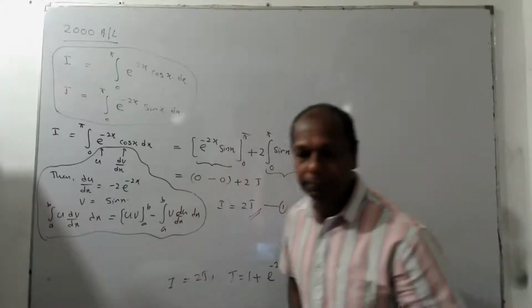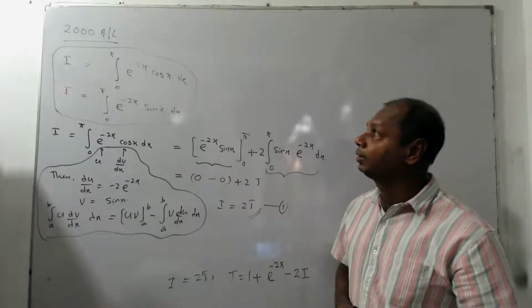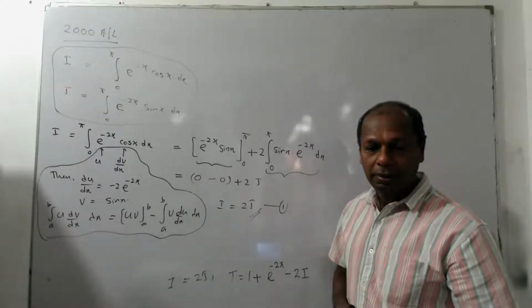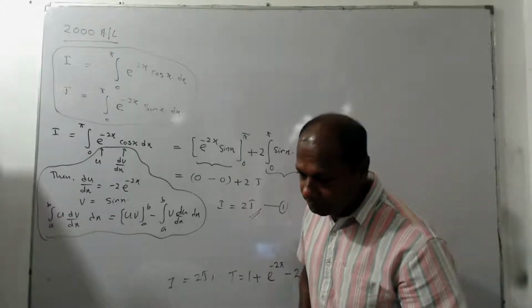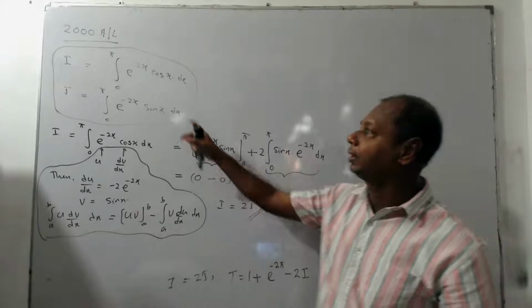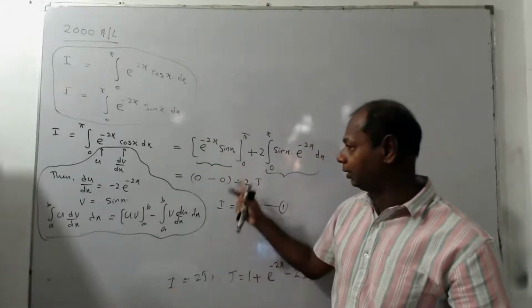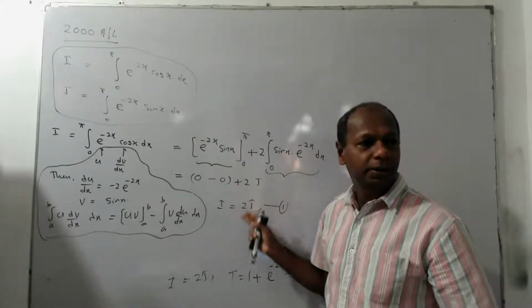Good evening, Satin. We are discussing the year 2000 question paper. Question number 5, part B. This is the first part. You have to show that I equals 2J. I equals 2J in one line, 2 lines. You get the answer.